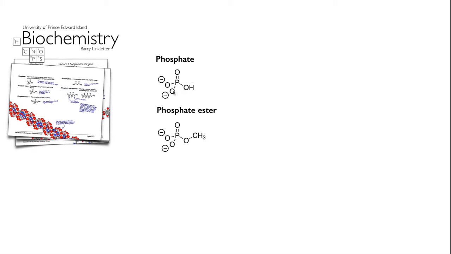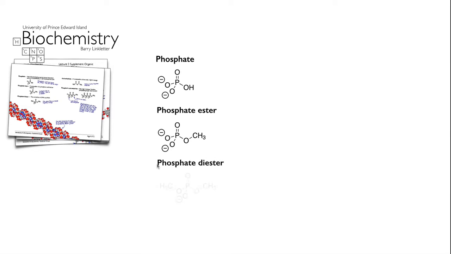This would be a phosphate salt. You can imagine 2 sodiums taking up those positions. We can make an ester. Remember, a condensation of an acid and an alcohol is an ester. Well, there's phosphoric acid. Imagine methanol here condensing to create a phosphate ester. So there's a methyl group, there's the phosphate group. This is an ester linkage between a phosphorus and a methyl group.